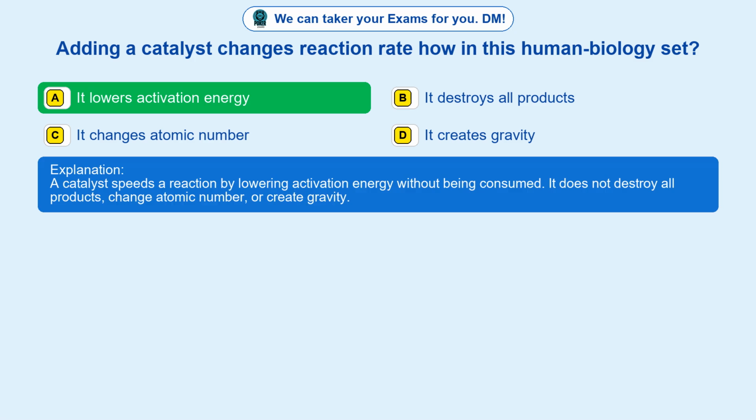A catalyst speeds a reaction by lowering activation energy without being consumed. It does not destroy all products, change atomic number, or create gravity.